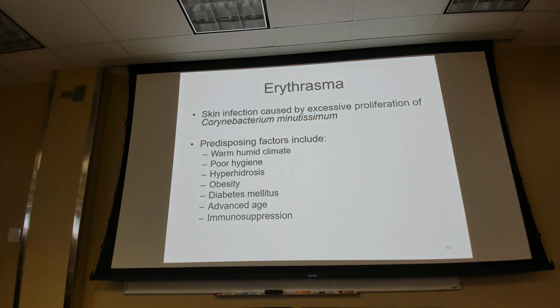Erythrasma. Again, this is some of the Corynebacterium that is there. We can see that it's got some similar risk factors as the trichomycosis: warm, humid conditions, poor hygiene, hyperhidrosis, obesity, diabetes, advanced age, and immunosuppression. Immunosuppression, Mr. Booth talked about that last block.